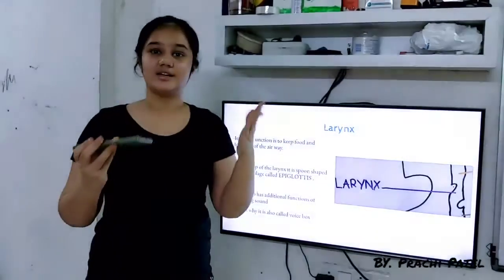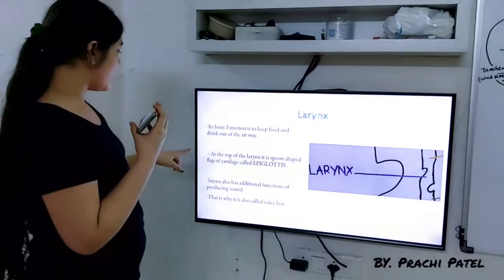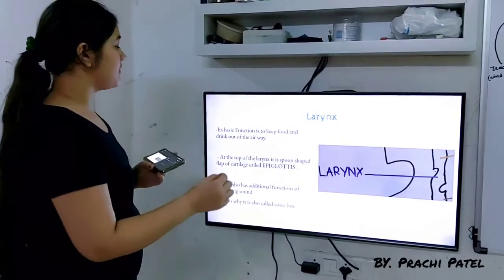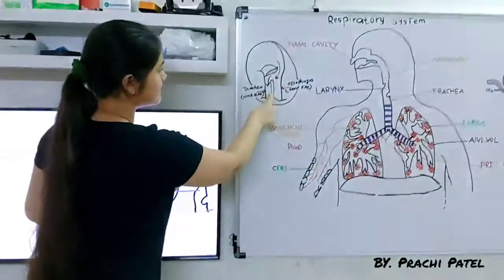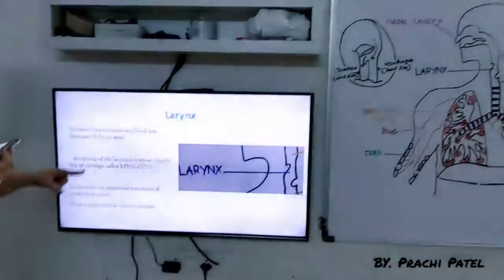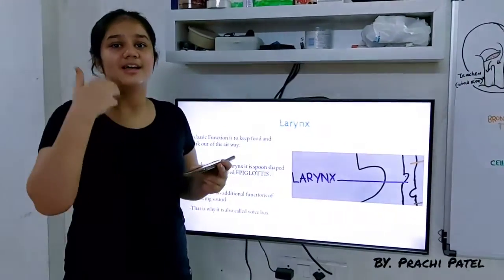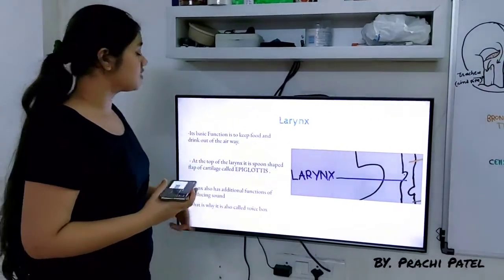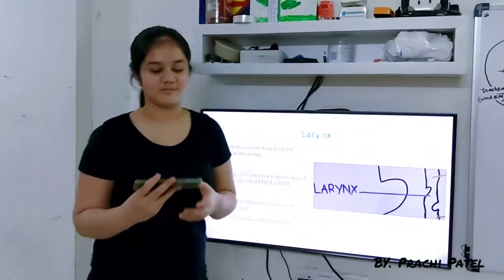And who gives signals to the larynx? Our brain gives signals to the larynx. At the top of the larynx, there is a spoon-shaped flap of cartilage called the epiglottis. I have zoomed in on this part over here. The larynx also has an additional function of producing sound. Like I am talking right now, my larynx is producing the sound. That is why it is also called the voice box.